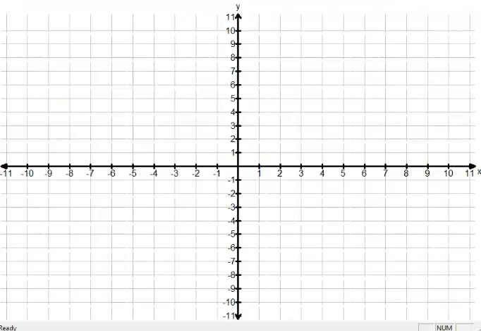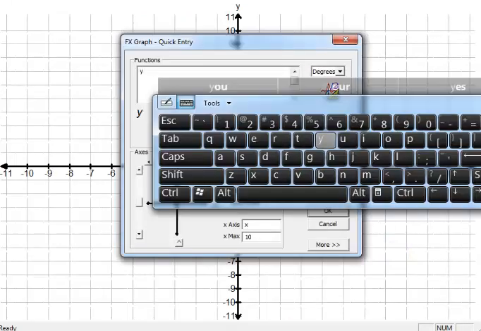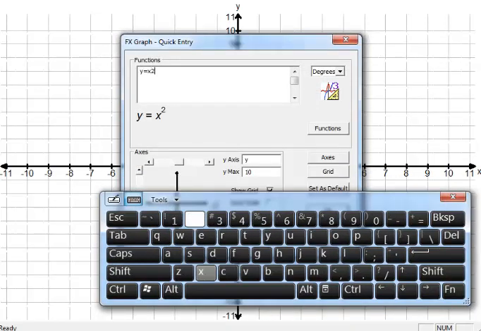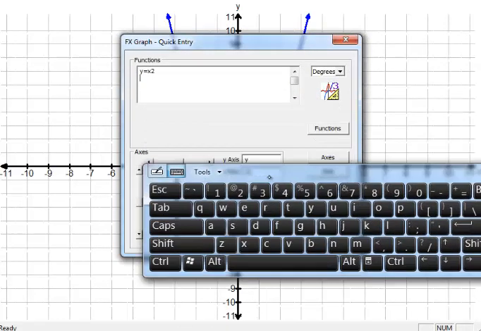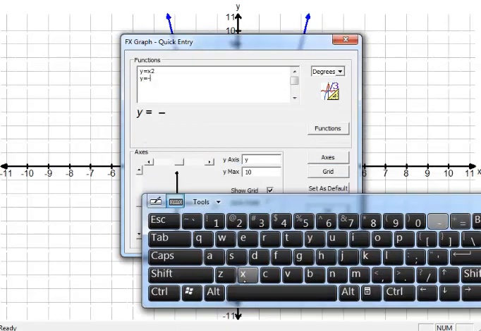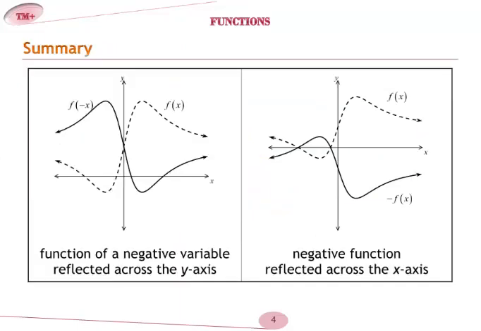So let's look at some examples. Let's look at the parabola to start with. y equals x squared. So there's my basic parabola. The reflection on the x-axis will be y equals negative x squared. And that's it there. Okay? So there's a summary. On the left-hand side you can see a reflection on the y-axis, and on the right-hand side you can see a reflection on the x-axis.